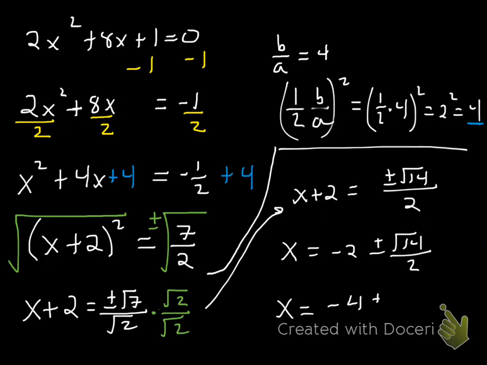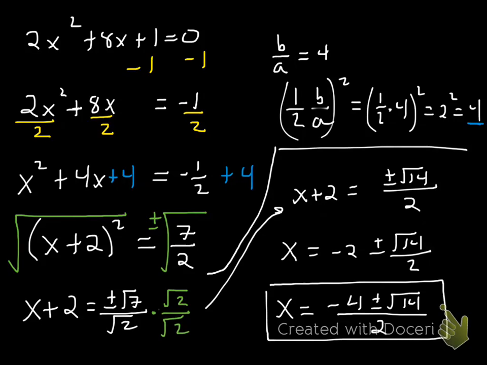and 2 is the same thing as 4 over 2. So that's where this came from. So 2 is the same thing as 4 over 2. Okay. And our answer is nice and packaged, depending on what we're asked to do with this.